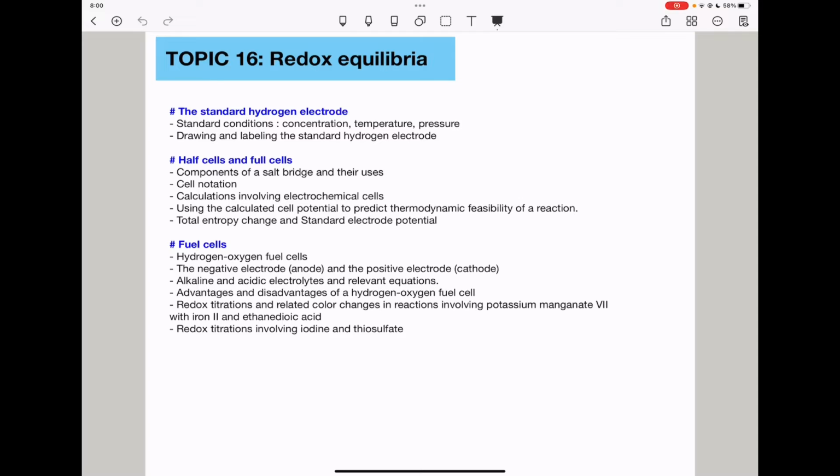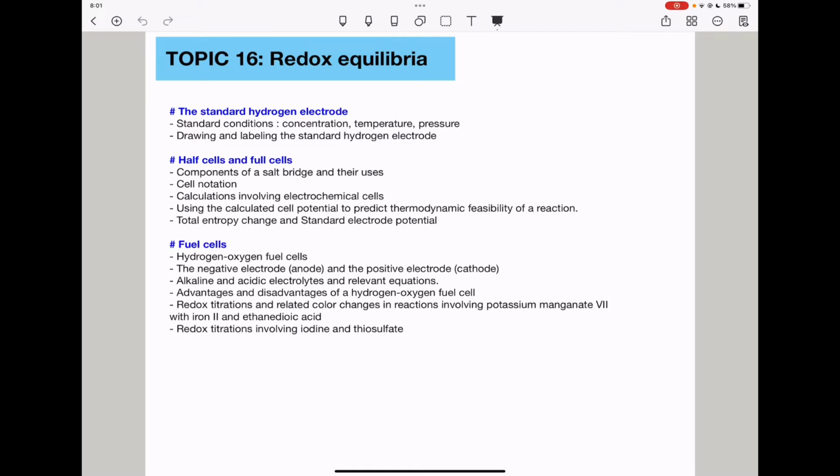Again, from topic 16, they can ask about fuel cells. Make sure you fully understand the hydrogen-oxygen fuel cell. Remember, the negative electrode is the anode, where oxidation takes place, and the positive electrode is the cathode, where reduction takes place. Remember, hydrogen-oxygen fuel cells can be alkaline, or they could be acidic, meaning they can have an alkaline electrolyte or acidic electrolyte. So ensure you fully remember the equations for oxidation as well as reduction, because these can be different in the different electrolytes. You need to know the advantages and disadvantages of using the hydrogen-oxygen fuel cell.